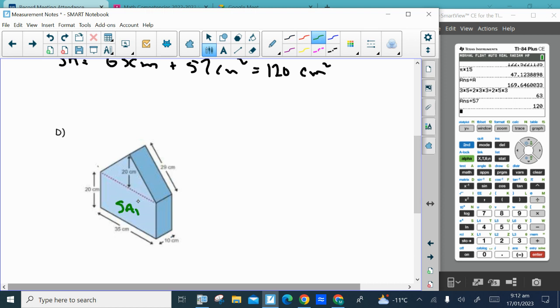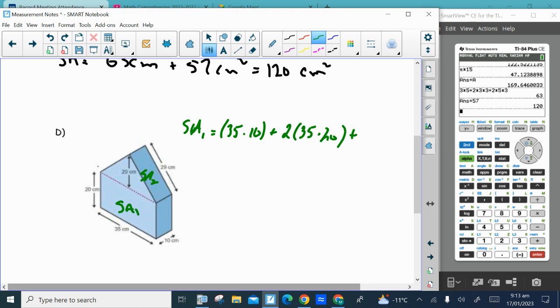Again, I'll put surface area 1 on the bottom, surface area 2 on the top. And surface area 1, if you pick that shape up and turn it upside down, you'll be able to see the very bottom of it. So we have to include that, 35 by 10. So that's the bottom. Then you have the front and the back. The front and the back measure 35 by 20. And there's a front and the back. There's 2 of them. So that represents the front and the back.